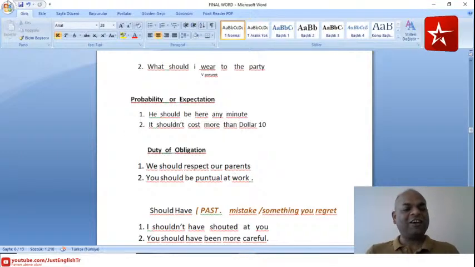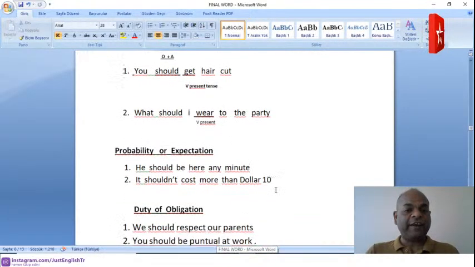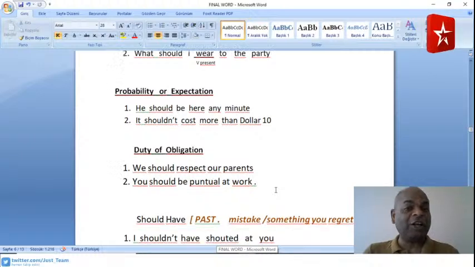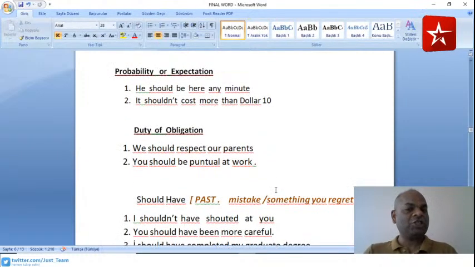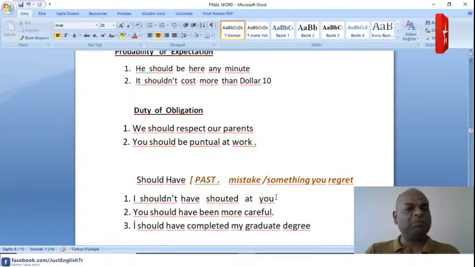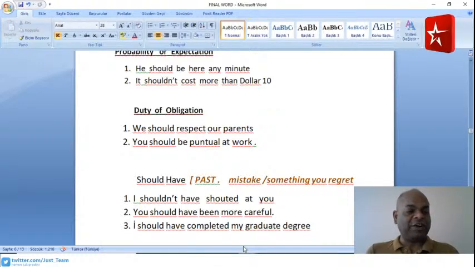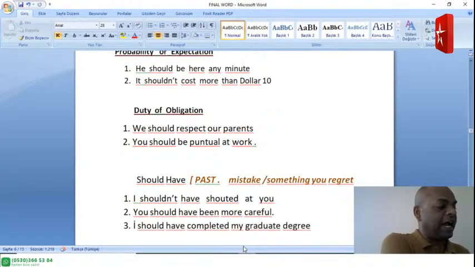Are you understanding or not? Tell me, students, are you understanding or not? Hello? Hey, students, are you there? Are you understanding me or not? We're talking about should with advice, and we talked about opinion. Now we are talking about probability and expectations. We talked about it. And now let's talk about duty or obligation. Now when you say duty or obligation, it's also under should. Remember that. We should respect our parents.